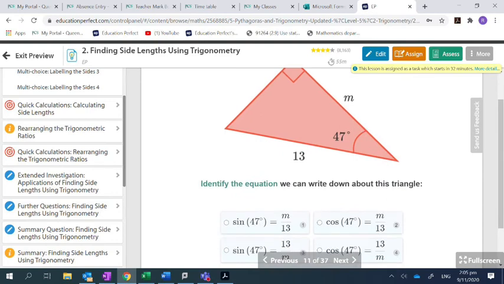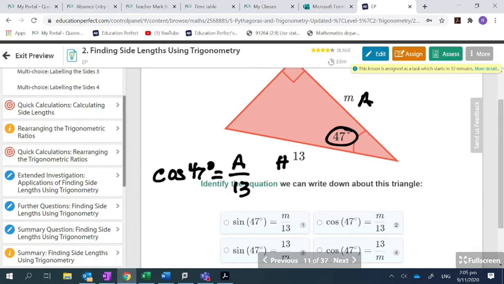Identify the equation we would use to write down this triangle. Well, here's our angle. So am I using opposite? No. So what I have is the hypotenuse and the adjacent. So that's cosine of what's the angle? 47 degrees. If you forget the degrees, it's wrong, guys. Equals the adjacent over what? 13. So M over 13.